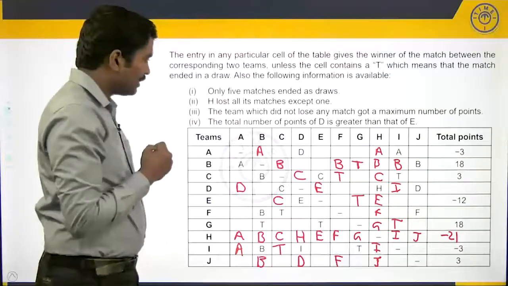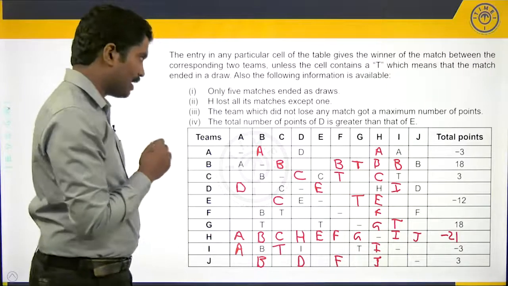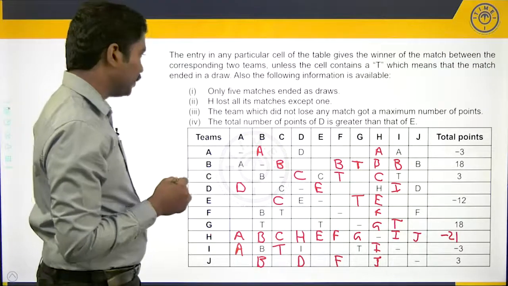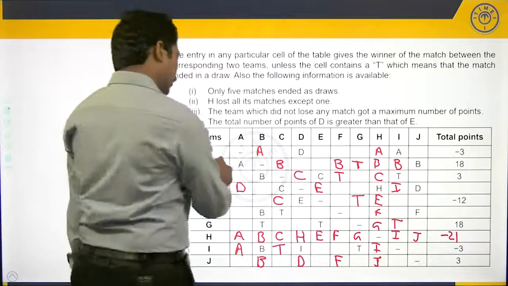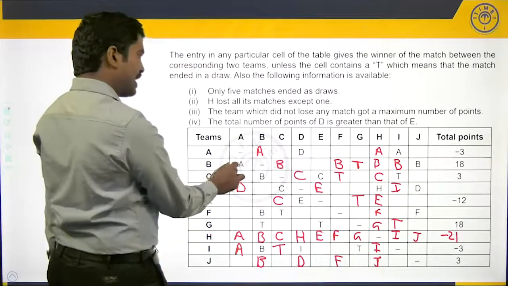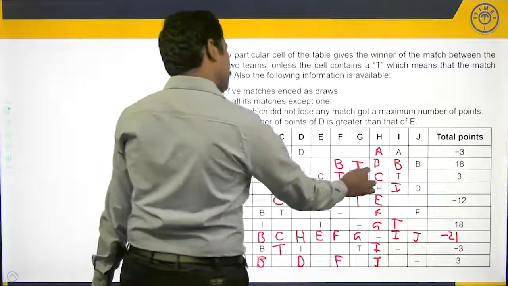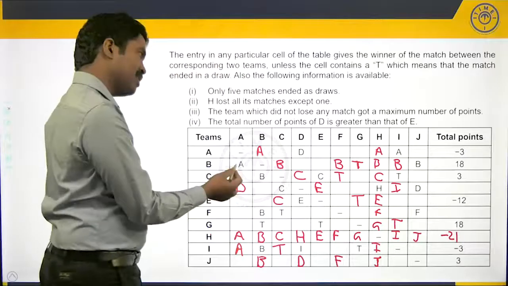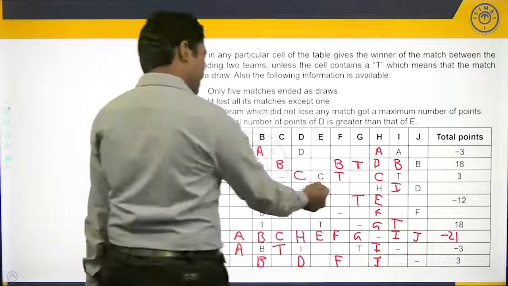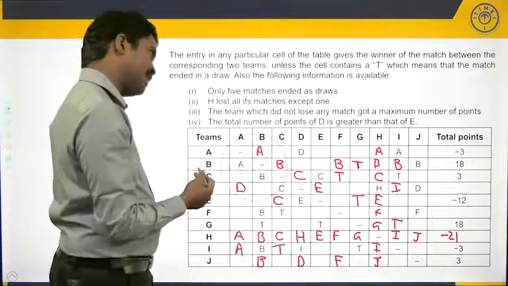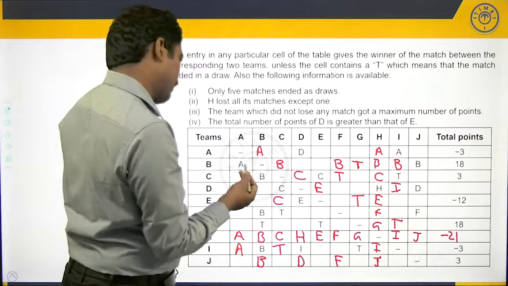The next point: the team which did not lose any match got the maximum number of points. The team which did not lose any match. Now if we look at this, A has lost a match to D, at least one match, right? B has lost a match to A, correct? So A has lost a match, B has lost a match. What about C? C has lost to B here and the others were ties. What about D? D has lost to E here, H here, I here. So that's not happening either. And not E either.